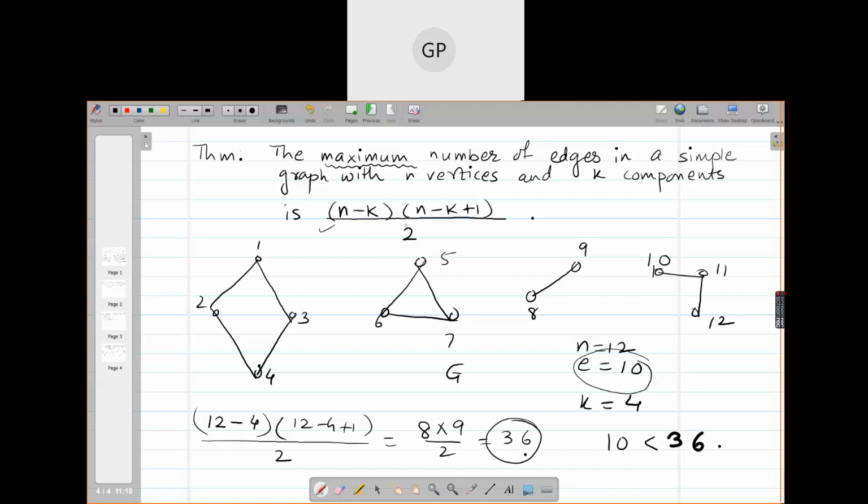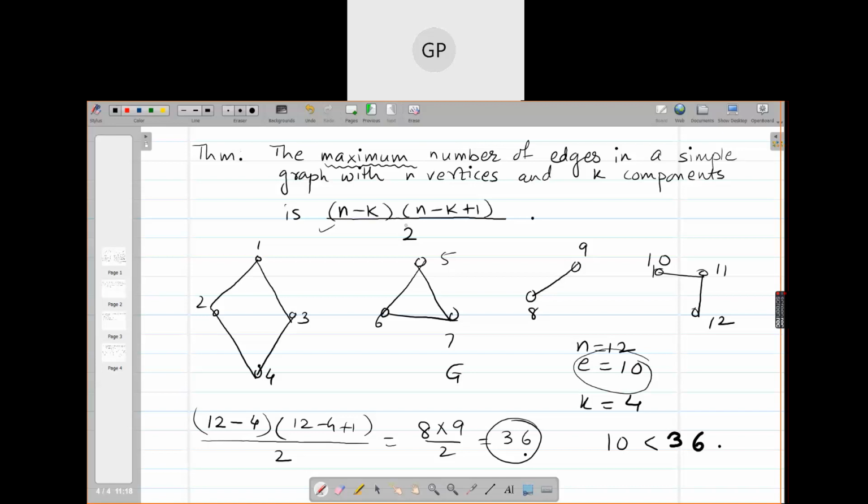I have divided the 12 vertices into 4 components like this. But is it compulsory for us to have such type of components only? Is there such a compulsion? No.